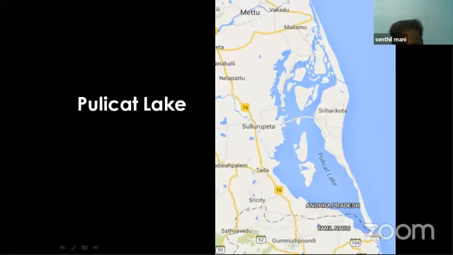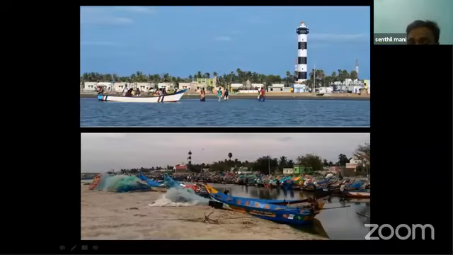Pulicat Lake. It is 60 km north of Chennai. It is the second largest brackish water lake. The lagoon has a rich flora and fauna diversity. The lake receives waters from Swarnamukhi, Kalangi and Arani rivers. The Pulicat Lagoon has rich biological resources. Due to population pressure, the Pulicat Lake ecosystem is degraded by siltation and shell mining.